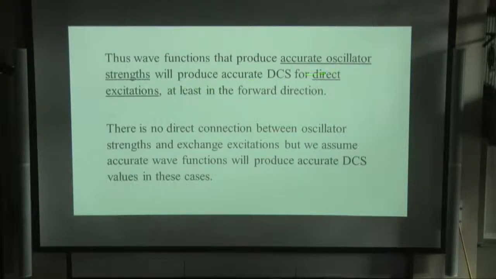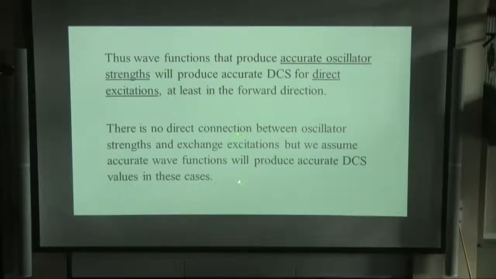If you look at these things, the GRASP code, for instance, will produce these things for you. You just have to look at the output, and you can compare them with the NIST tables, for instance, or even more accurate calculations. And you can put in more correlation, more configurations until you get decent oscillator strength. So there's really no limit here to what you can do in the GRASP program.